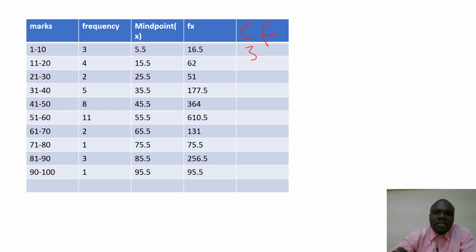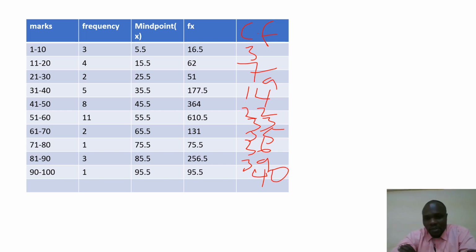And then 3 plus 4 we get 7, and then 7 plus that you get a 9, and then 9 plus this you get a 14, and then 12 plus 8 you get a 22 here, and then 22 plus that you get a 33, and then 33 plus 2 you get a 35, and then 35 plus 1 you get a 36, and then 36 plus 3 you get a 39, and then 39 plus 1 you get a 40. So that is our total cumulative frequency there.